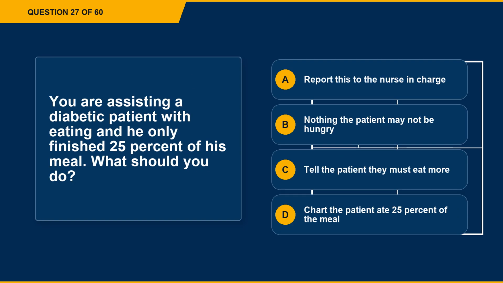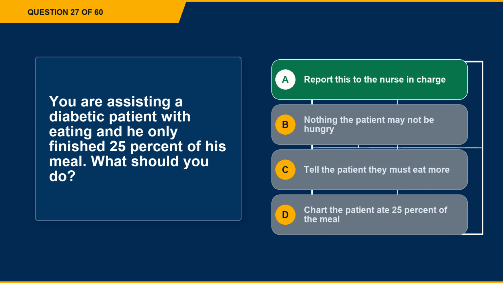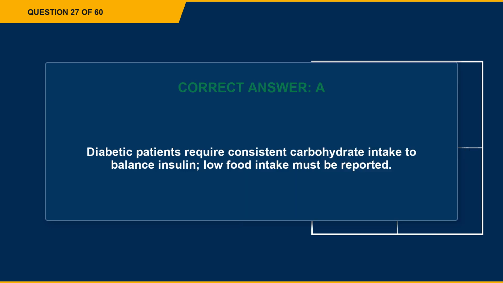Question 27. You are assisting a diabetic patient with eating and he only finished 25% of his meal. What should you do? Option A, report this to the nurse in charge. Option B, nothing, the patient may not be hungry. Option C, tell the patient they must eat more. Option D, chart the patient ate 25% of the meal. The correct answer is option A, report this to the nurse in charge. Explanation. Diabetic patients require consistent carbohydrate intake to balance insulin. Low food intake must be reported.